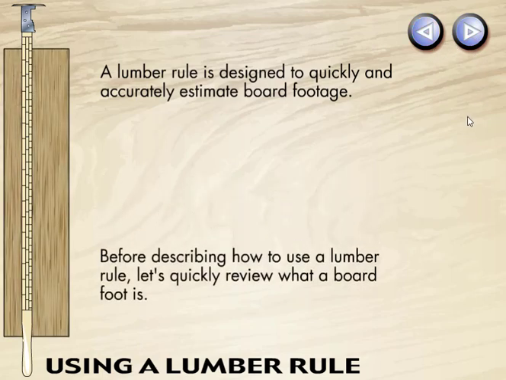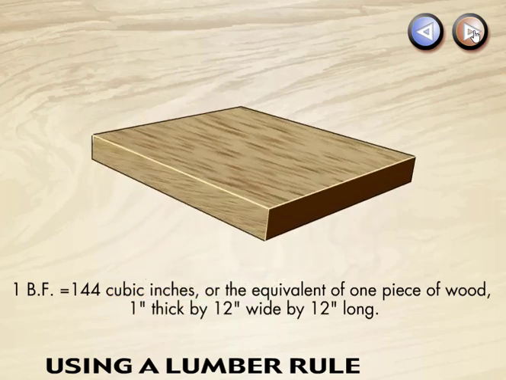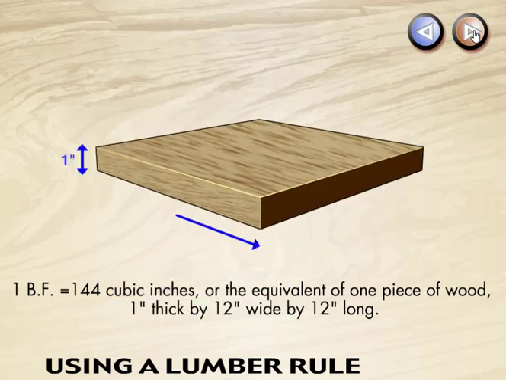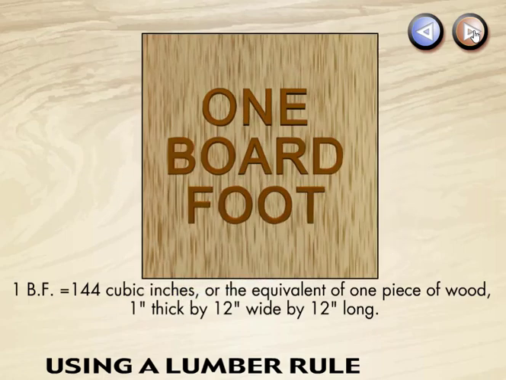A lumber rule is designed to quickly and accurately estimate board footage. Before describing how to use a lumber rule, let's quickly review what a board foot is. One board foot is the equivalent of 144 cubic inches, or the equivalent of a piece of wood 1 inch thick by 12 inches wide by 12 inches long.